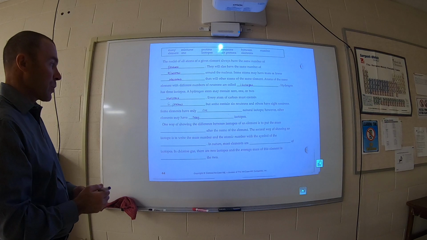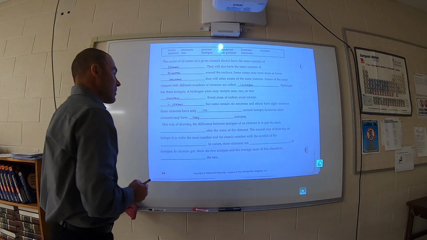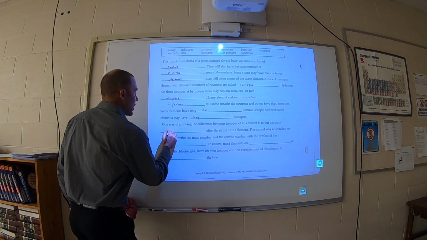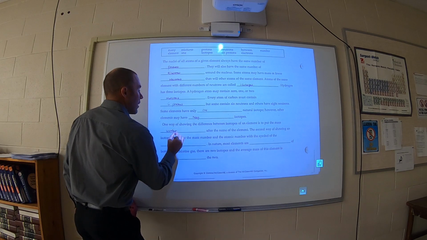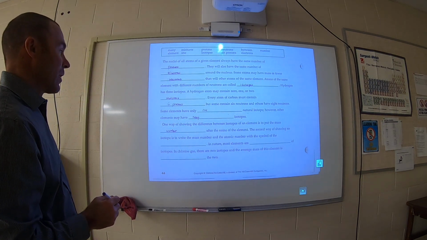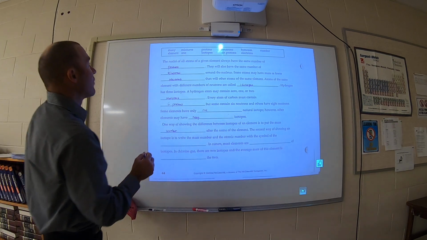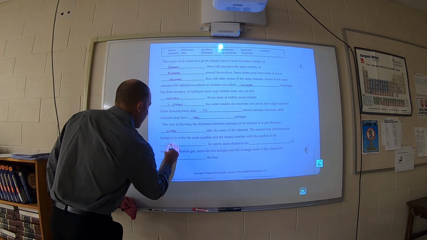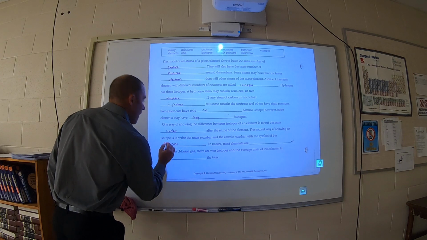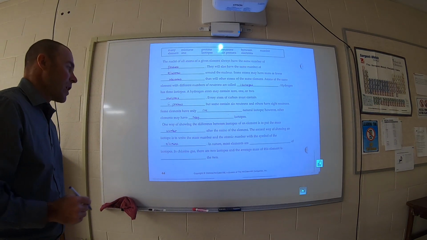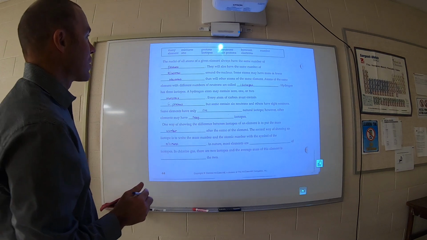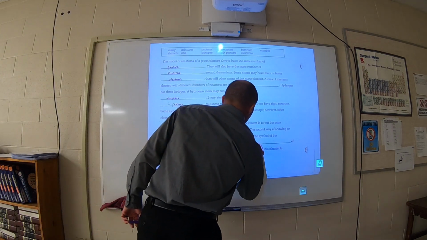isotopes. One way of showing the difference between isotopes of an element is to put the mass number after the name of the element. The second way of showing an isotope is to write the mass number and the atomic number with a symbol of the element. In nature, most elements are blank of isotopes. They're mixtures.